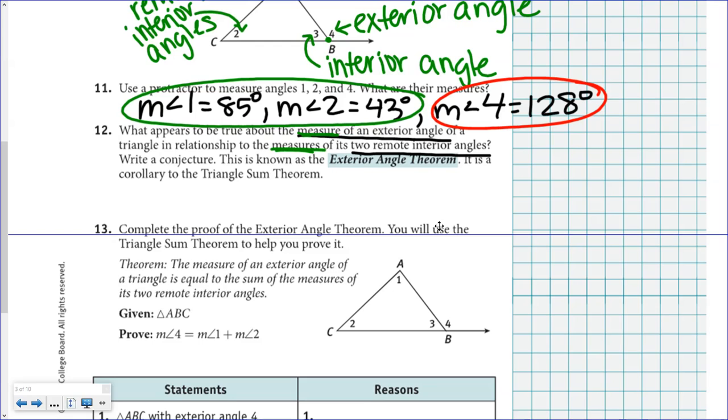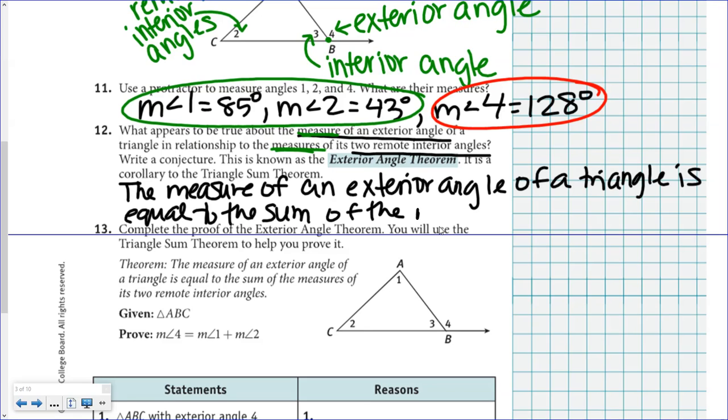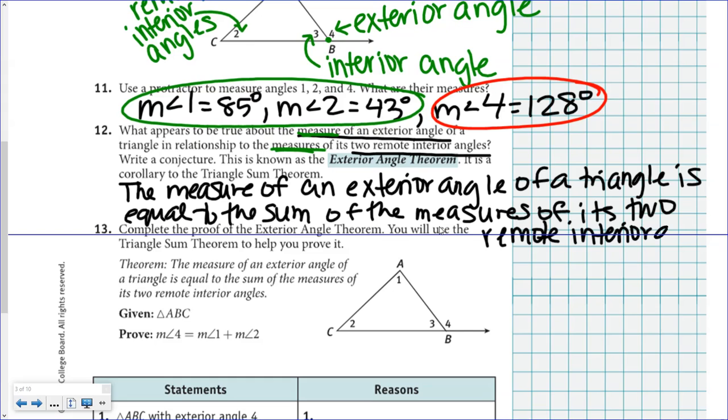And so what they are hoping that you will discover is that the measure of an exterior angle of a triangle is equal to the sum of the measures of its two remote interior angles. So that's what they are hoping that you will see.